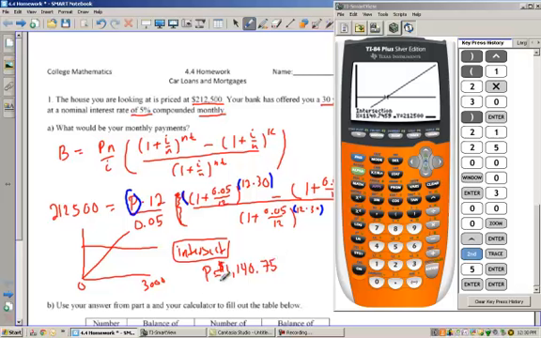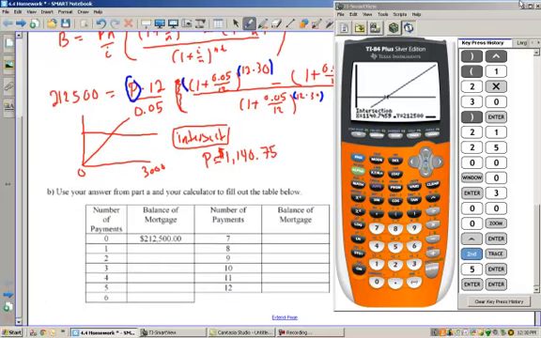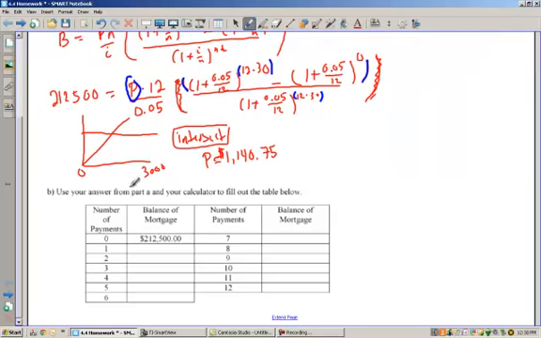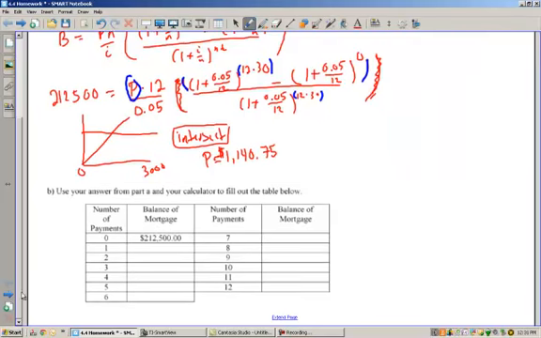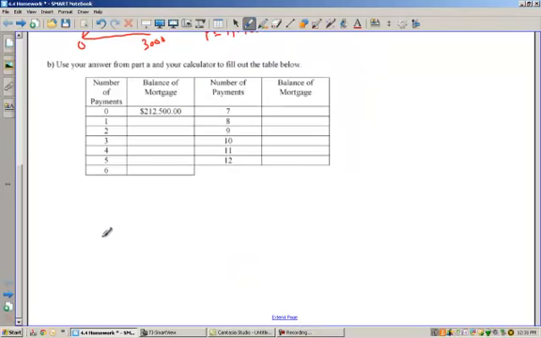Right, so that's my monthly payment on this house. All right, so now in part B, we're going to make a table. It says use your answer from part A and fill in this table. So if we're going to use our answer from part A, what we're looking for is the balance. So we'll write down B again.